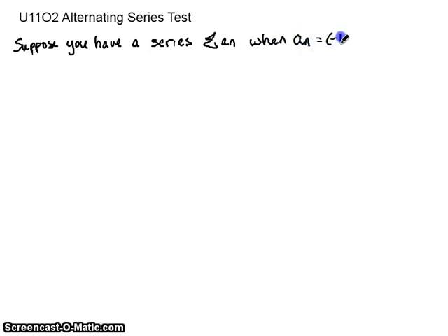So here's our alternating series test. It says, suppose you have a series, and we'll call it A of n. And then we're going to be very specific. When A of n equals either negative 1 to the n power times some other series B of n, or A of n equals negative 1 to the n plus 1 power times some series B of n.